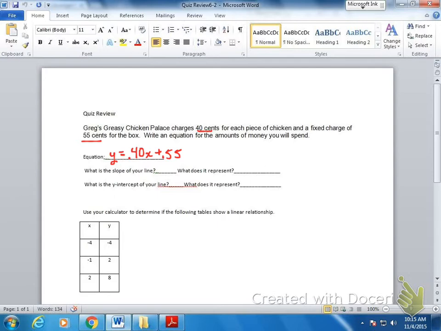The slope of the line is what's in front of x. That'd be 0.40. If I look up here, that's the chicken. And then the y-intercept is the last number, 0.55. And if I look up again, that's the price of the box. So that's not a very tough problem, and I did split it up into 3 separate questions. So make sure you write the equation right so you can get the other parts right.